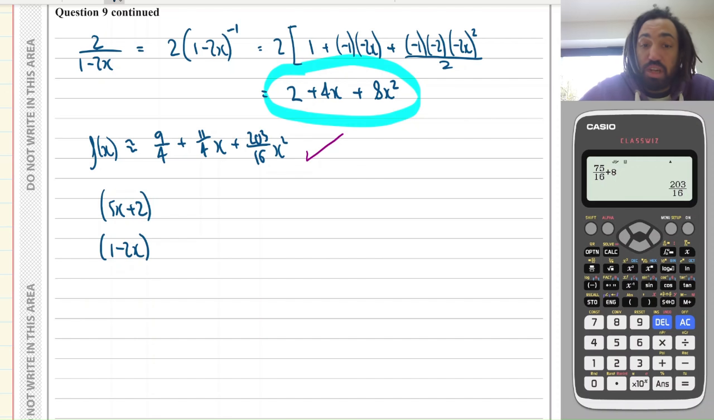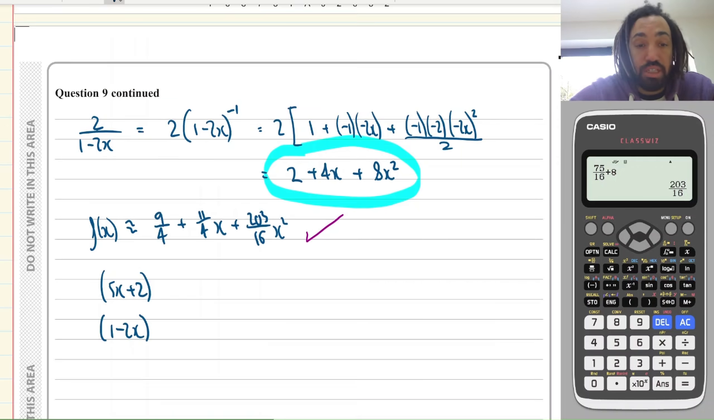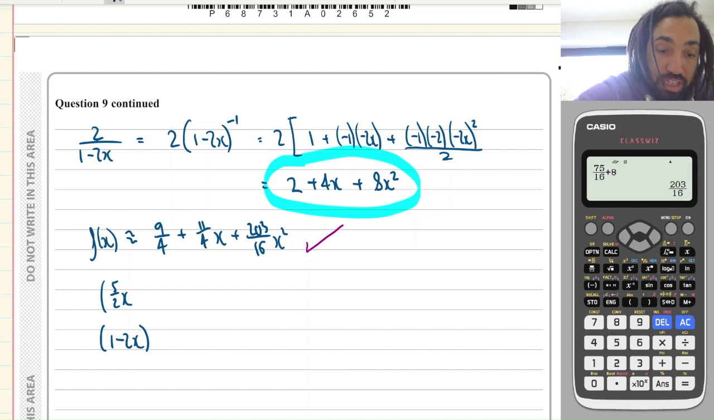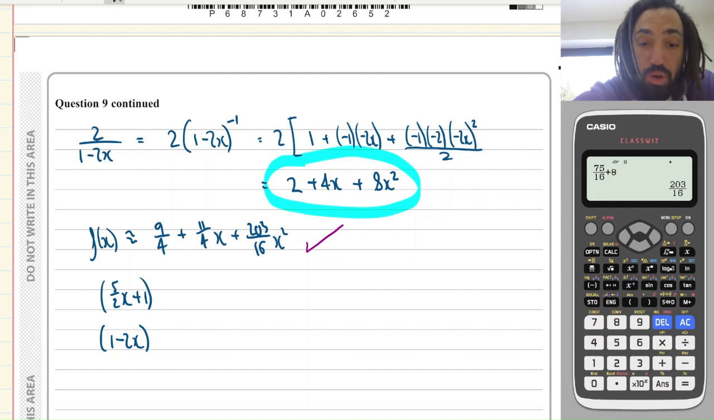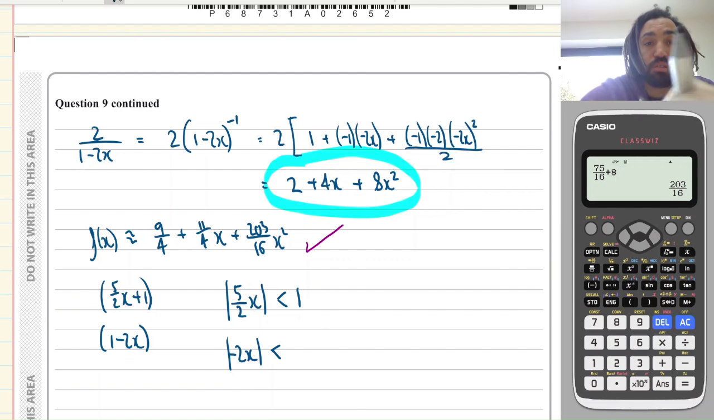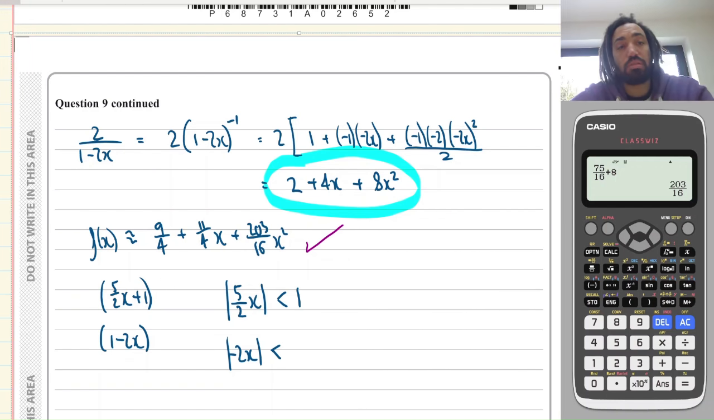And we had to rearrange that, didn't we? Rearrange that to 5 over 2x plus 1. Okay, and we're told that this modulus always needs to be less than 1, and in this case minus 2x modulus always needs to be less than 1.